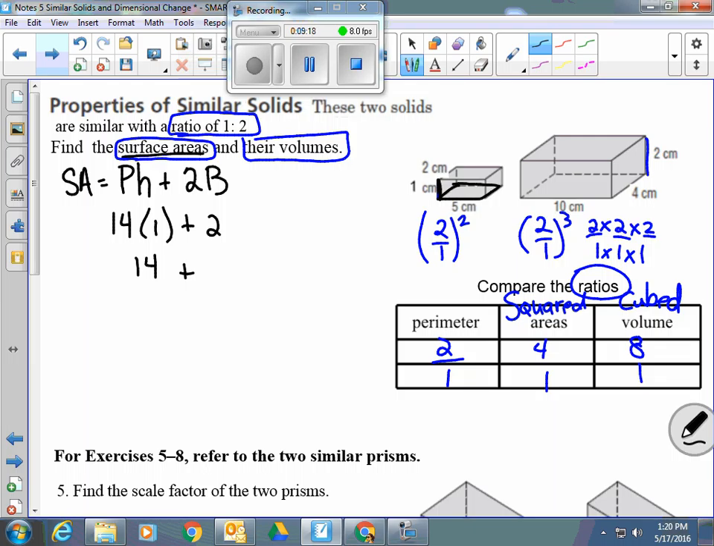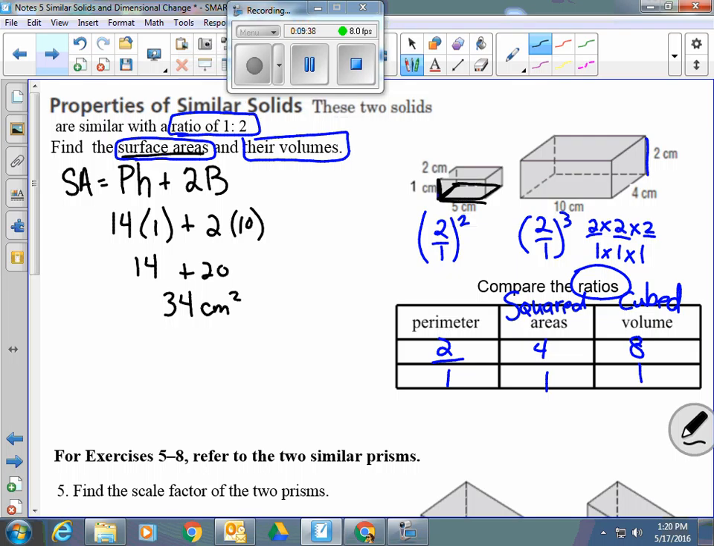Area of my base, that'd be 2 times 5, which is 10. That would give me 20. That means that the surface area of my shape is 34 centimeters, was it centimeters? Yeah, centimeters squared. If I want to know what happens when I double it, what will be my new surface area?